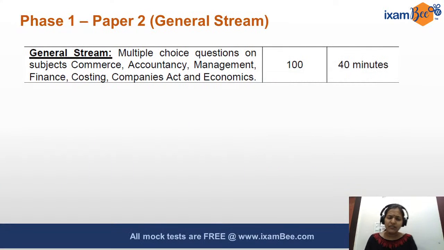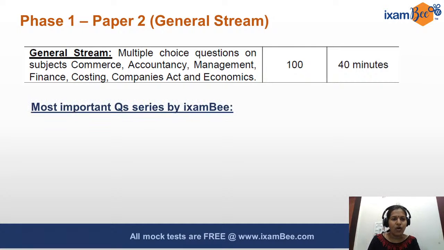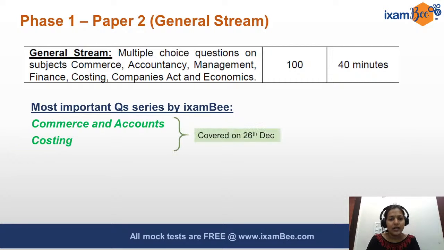Just to give a brief once again to recapitulate the general stream: for general stream in paper 2, there are 6 subjects that are being covered. There is commerce and accountancy. So we are going to cover all these 6 in different series. In this series basically the most important questions. For the first, commerce and accounts and costing, we've already had a session on 26th December. In case you have missed it, you will find the link in the description.